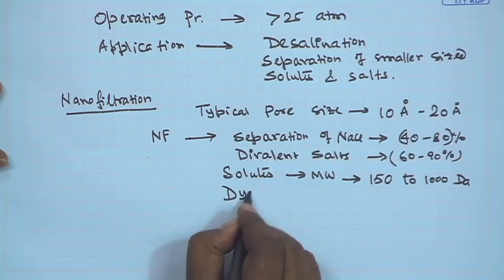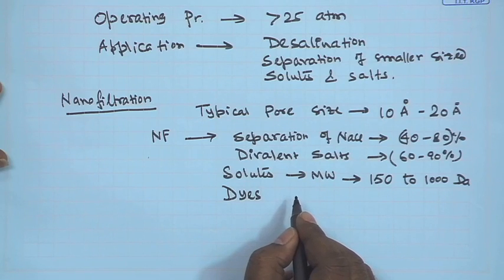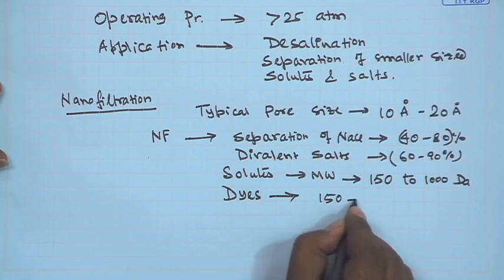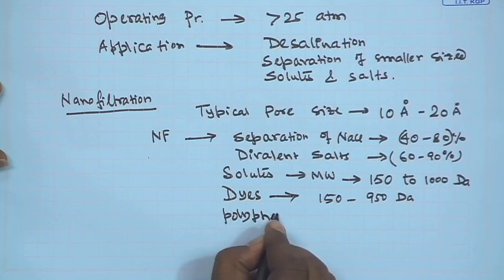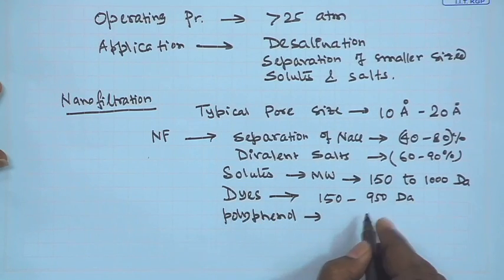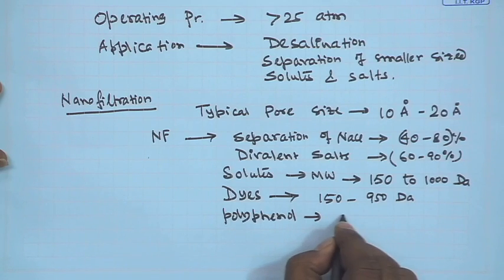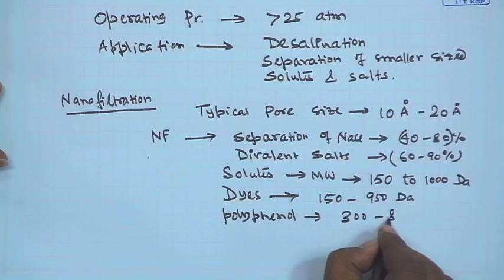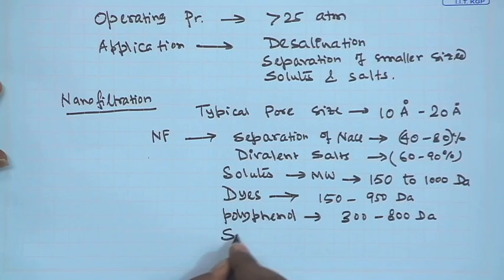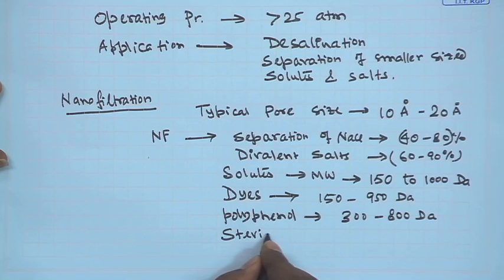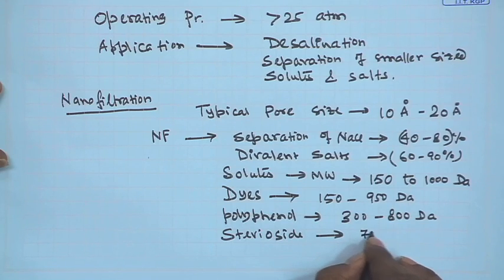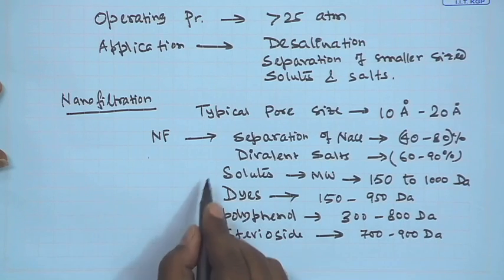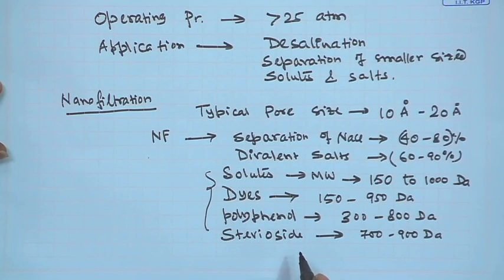Now, all the dyes we are encountering for the textile industry and other industrial purposes have a molecular weight in the range of 150 to 950 Dalton. All the polyphenols from plant extract will be having a molecular weight between 300 to 800 Dalton. Steviosides, like there are various specialty phytochemicals obtained from the plant, for example, stevioside, rubidoside, they will be having a molecular weight in the range of 700 to 900 Dalton. So, all these solutes can be separated or can be concentrated by nanofiltration.